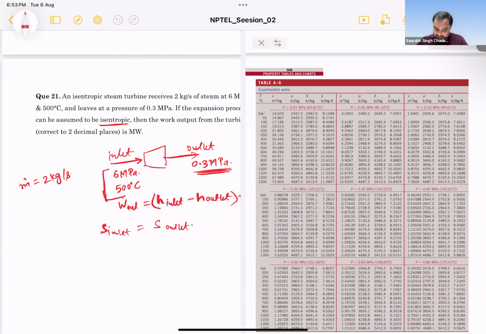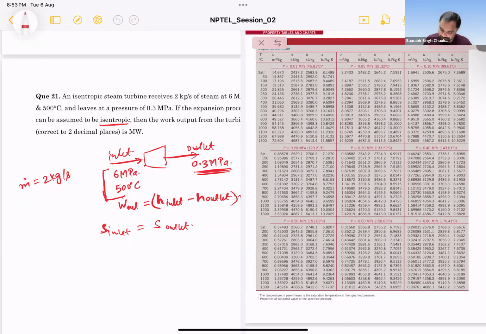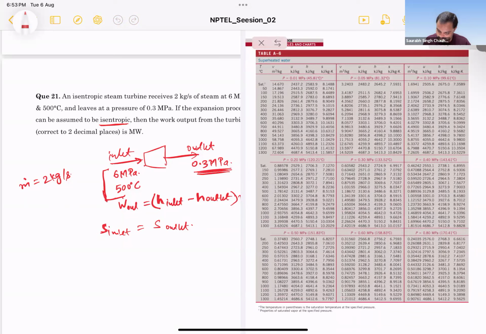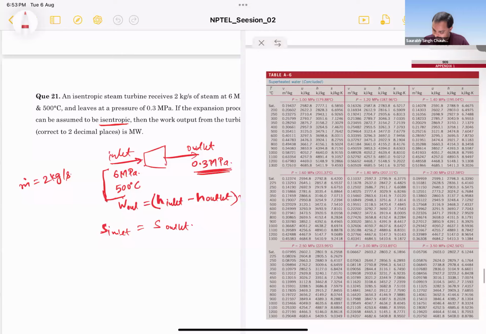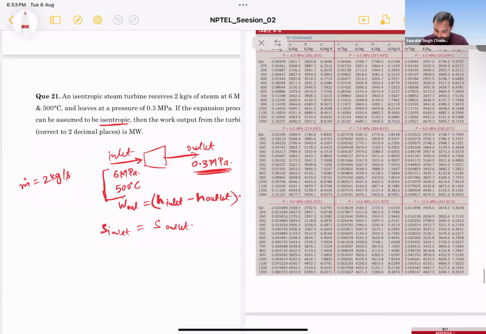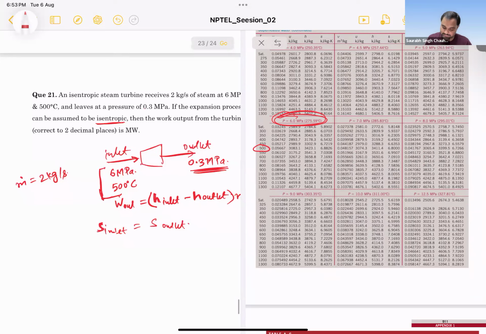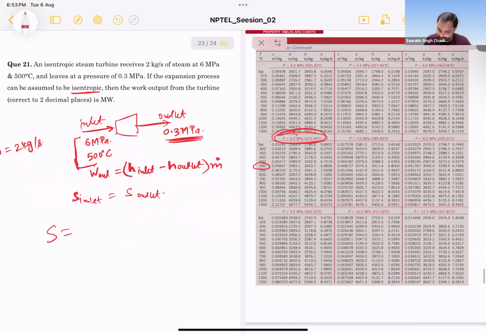These tables are given in the appendix of any standard thermodynamics textbook, or steam tables also come separately. So superheated water at 500 degrees Celsius, we'll have to check. 500 degrees Celsius, but the pressure is 6 MPa. So we will scroll down to check it at 6 MPa. Here it is: 6 megapascal and 500 degrees Celsius. What we have to find? We have to check S.